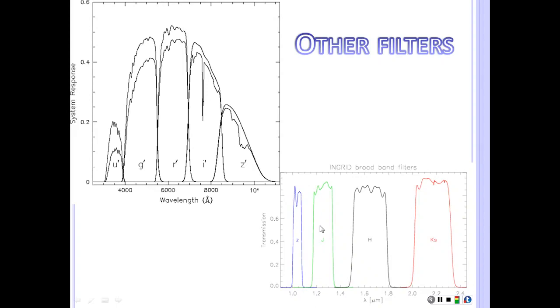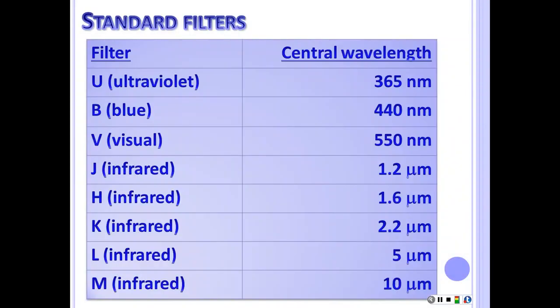Then we have J centered at about 1.3, H centered at about 1.6, and K at about 2.2 microns. And these are partly to do with the materials we can make, and partly to do with the opacity of the atmosphere. And so here, this is just giving you the central wavelengths, but they also cover large ranges, you know, there's overlap between them. So we have ultraviolet, blue, visual, and then these are all infrared, but with increasing wavelengths.